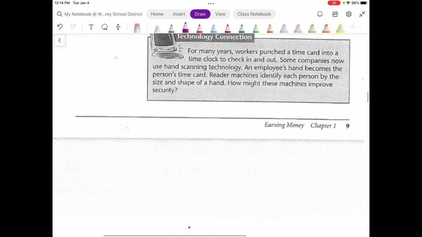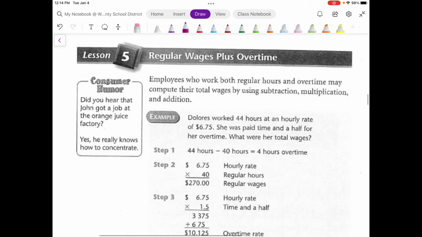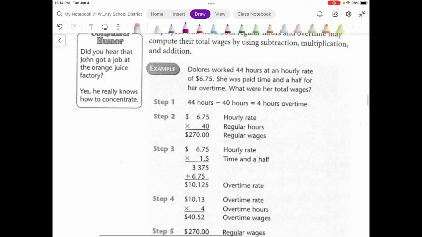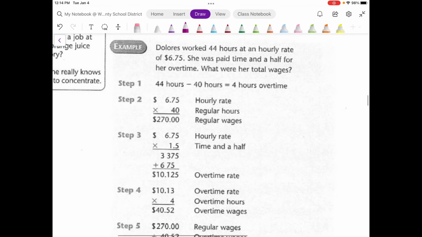Going on to the next page, now let's talk about how to figure out how much money you're going to get based on the amount of hours you're working, assuming that you're getting some overtime, whether that's time and a half or double time. Okay, so we have Dolores worked 44 hours at an hourly rate of $6.75. She was paid time and a half for any overtime. So the problem will specifically tell you whether to do time and a half or double time. Remember, if it says Sunday or holiday, you automatically assume it's double time for those two scenarios only.